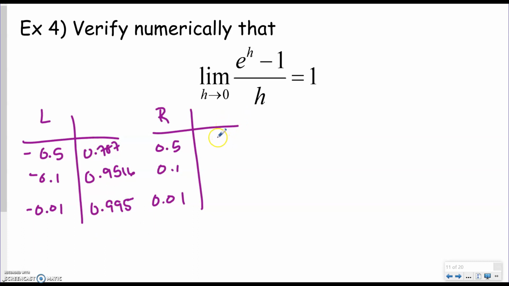And then when I plug in 0.5, I get 1.297. When I plug in 0.1, I get 1.052, and then 1.005. So these are both getting closer and closer to 1. So we just verified numerically that the limit of e to the h minus 1 over h as h approaches 0 is 1.